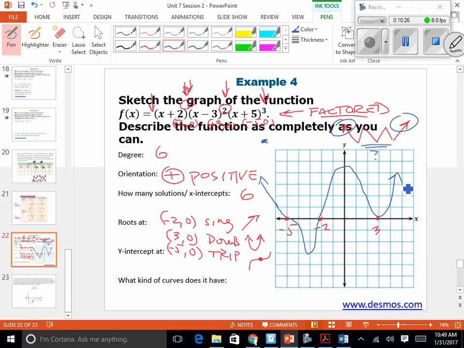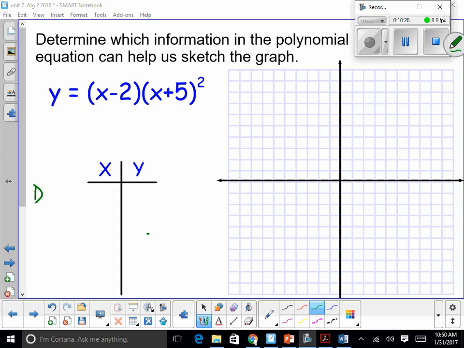You're going to put the degree, the orientation, the number of solutions. You're doing it just like example 4, except it's a baby problem. It's not super long or anything.